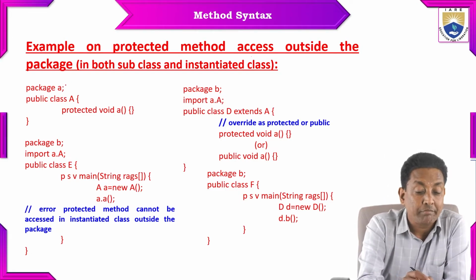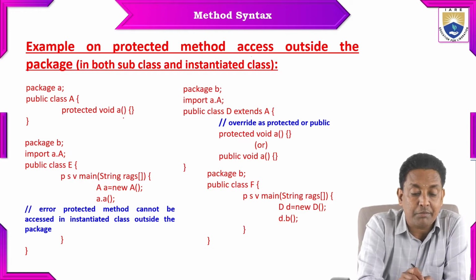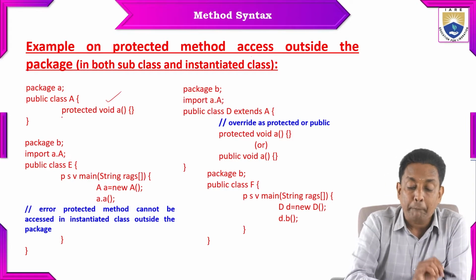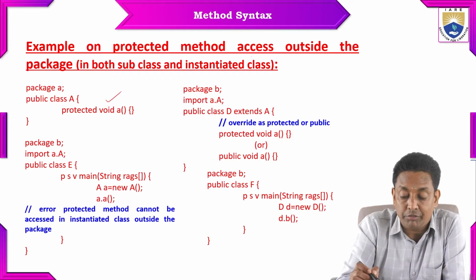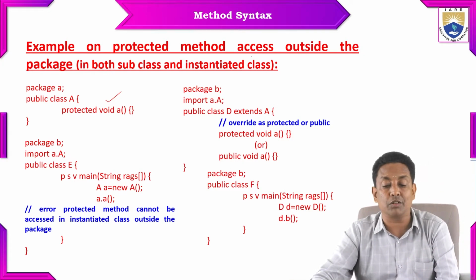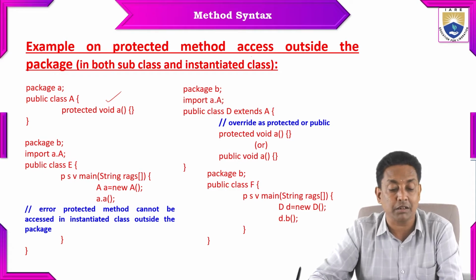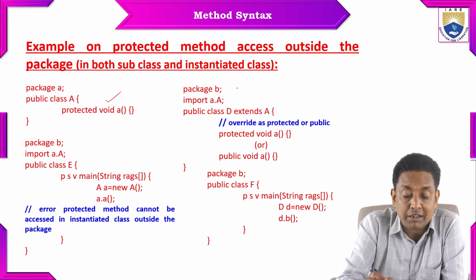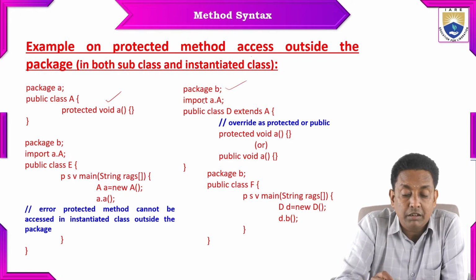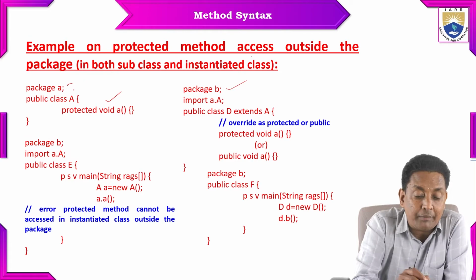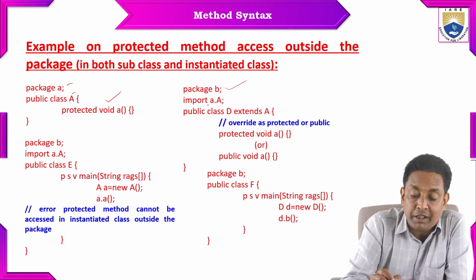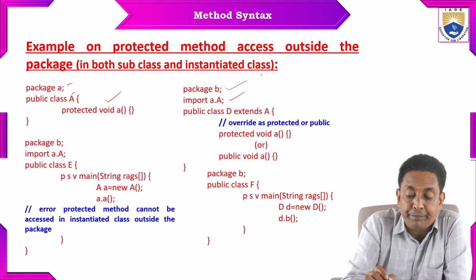Package A, public class A, protected method A, the same class and method I repeated again. But in this example, we have 3 classes outside the package. The public class is now accessed here. Package B, import package A. So while importing the class, how to do it? Package name dot class name must be written: import A.A. Package name is B.